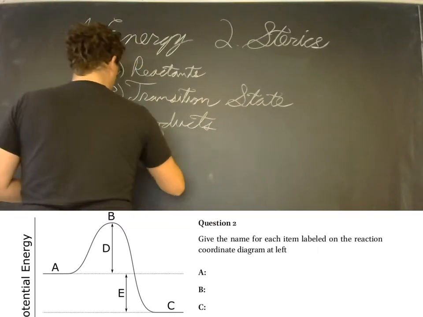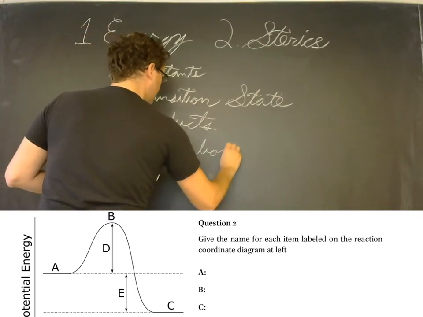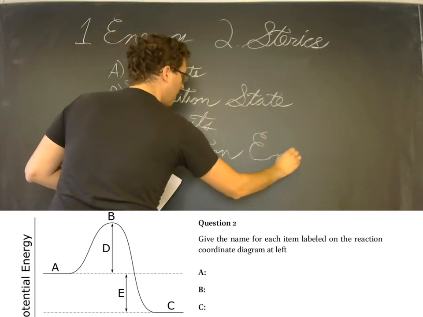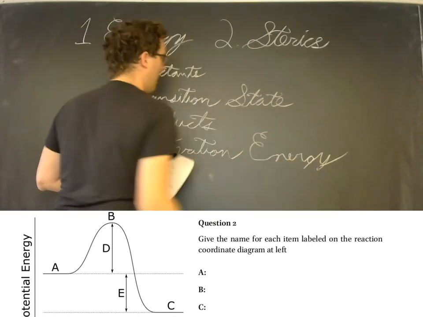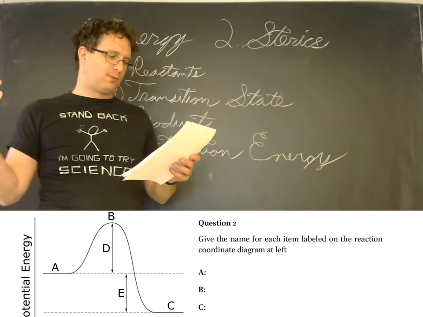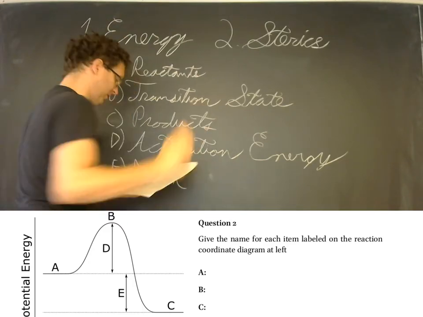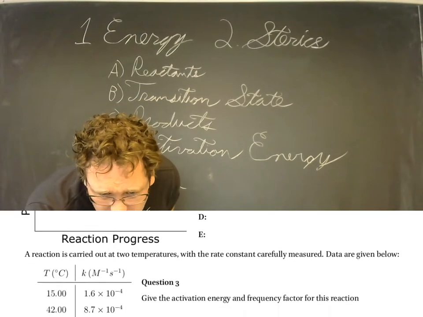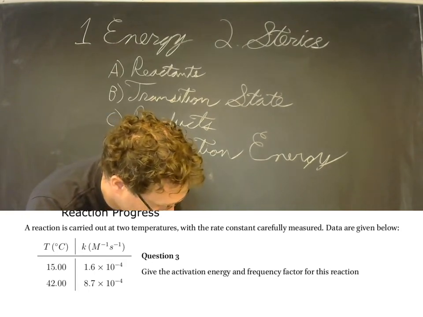So this is the activation energy, and E is the energy gap between reactants and products. This is just the enthalpy of reaction, delta H of reaction. Okay, so I guess that was question 2.